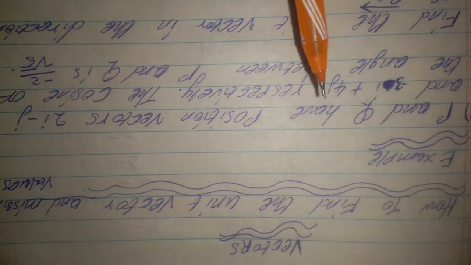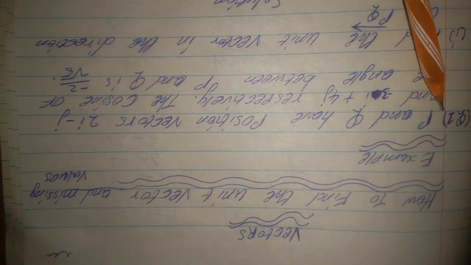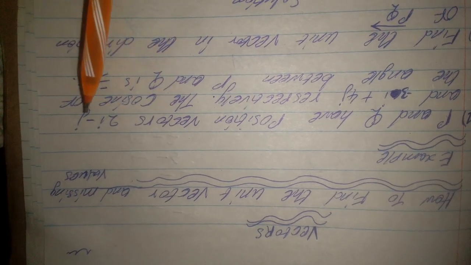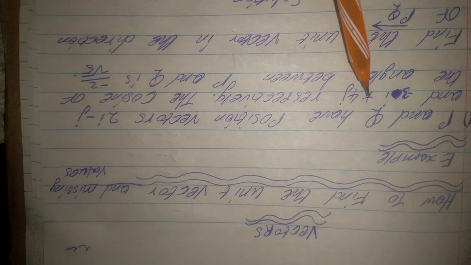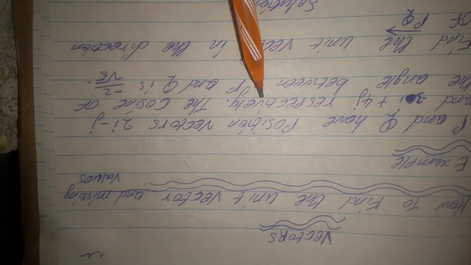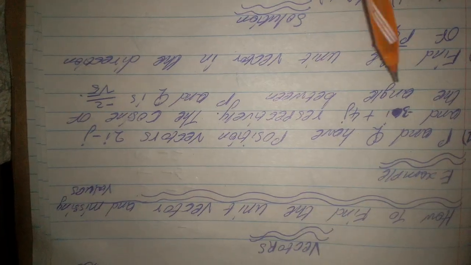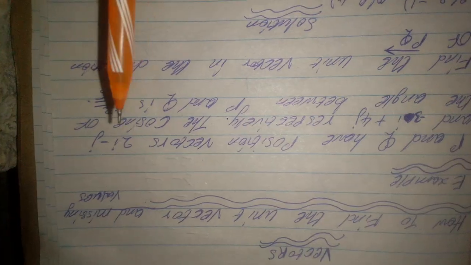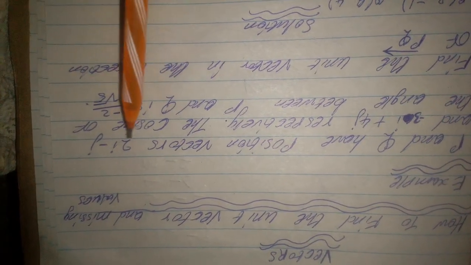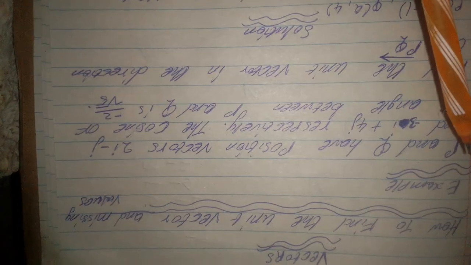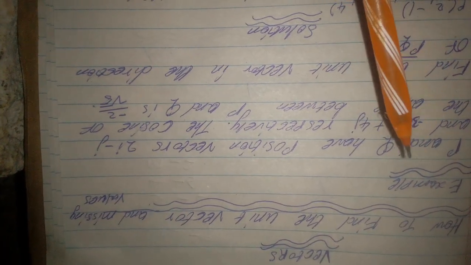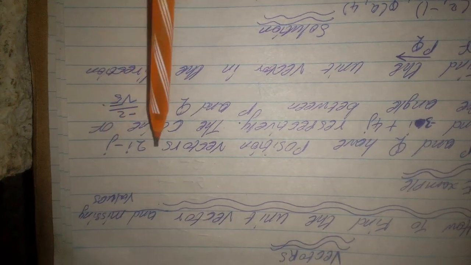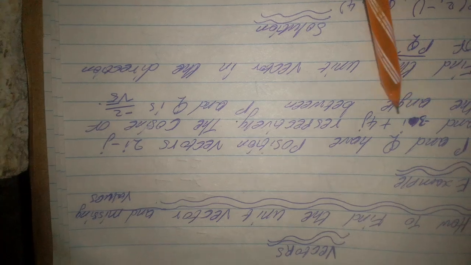Alright, so now let's look at an example. The question reads: P and Q have position vectors 2i minus j and negative 3i plus 4j respectively. The cosine of the angle between P and Q is negative 2 divided by the square root of 5. The first thing you need to do is find the coordinates for P and Q. How do we do that? We know that under vectors, i simply means the x-axis and j simply means the y. Same applies to this point here.